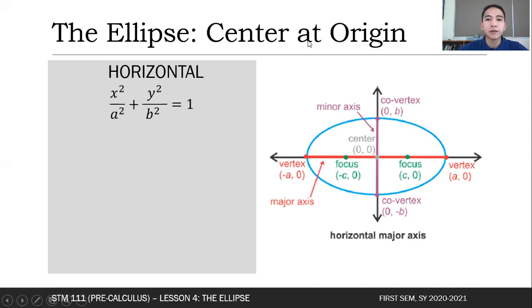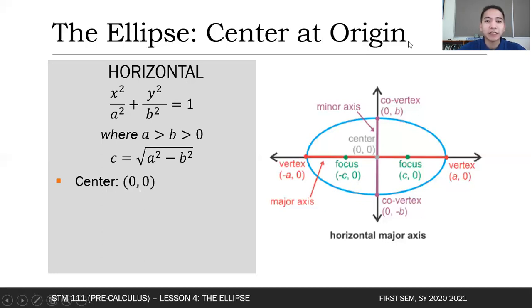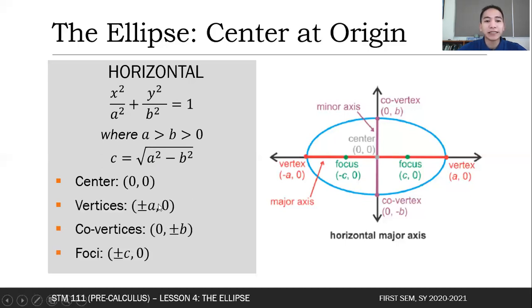Kapag ang center natin ay nasa origin at horizontal ang major axis, where your A is greater than B and greater than 0. And you can compute for the value of C using this expression, the square root of the quantity A squared minus B squared. And then, of course, your center is at the origin. And you can use the following formulas para mahanap yung vertices, co-vertices, at foci para mag-graph nyo ng maayos yung inyong ellipse. Okay. So, gagamitin natin to siya sa mga examples natin mamaya.